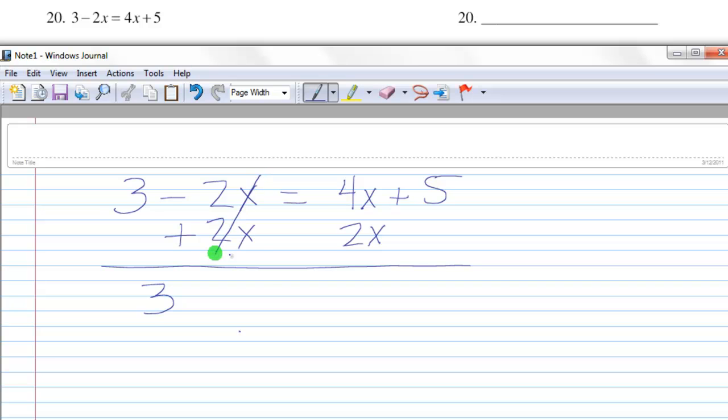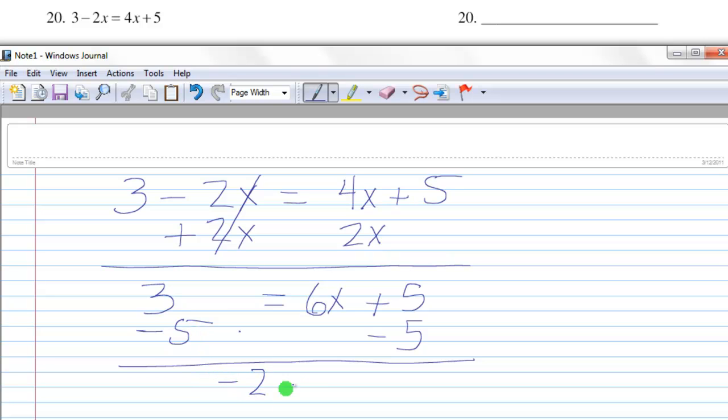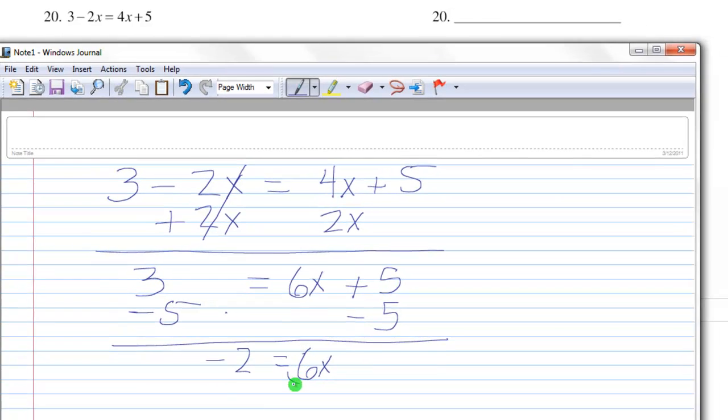That gives us a 3 here. Those two x's are gone. And 4x plus 2x is 6x plus 5. Now we got to move over the 5. So we're going to add the opposite of it, which is a -5. And 3 plus a -5 is a -2 equals 6x. The 5's are gone on the right.